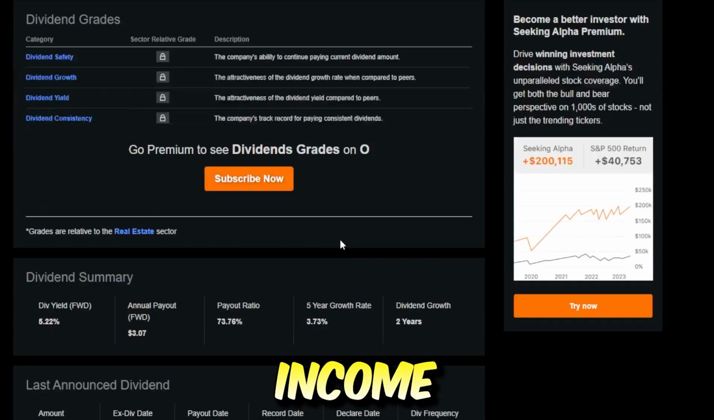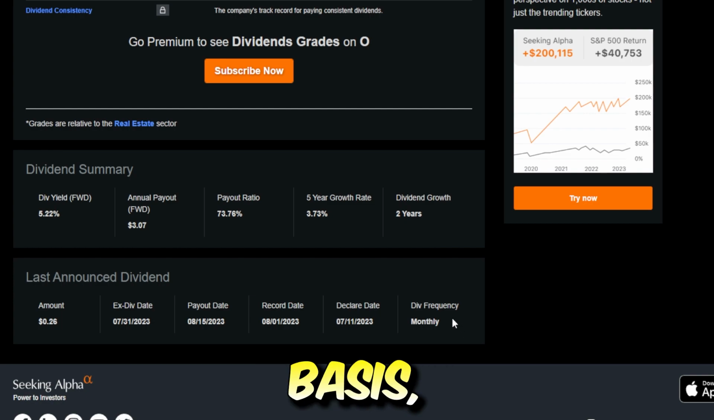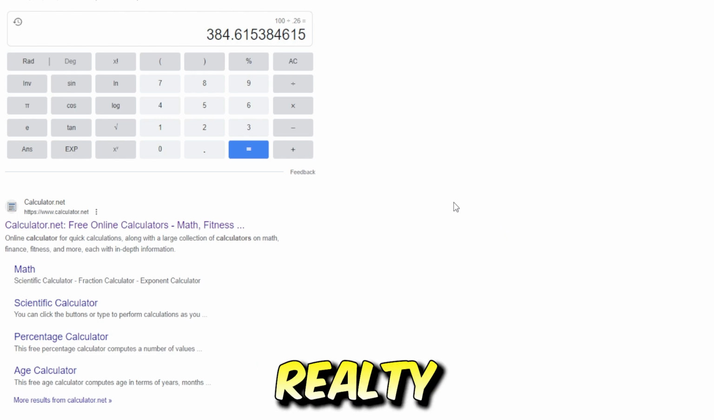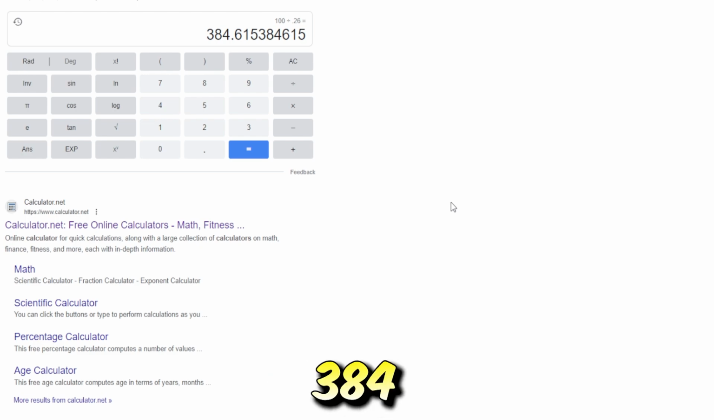Realty Income distributes a dividend on a monthly basis, and the last announced dividend is around 26 cents per share. So if we take the $100 goal and divide it by Realty Income's monthly payout of 26 cents, we would need in theory around 384 shares of Realty Income in order to get to that milestone.